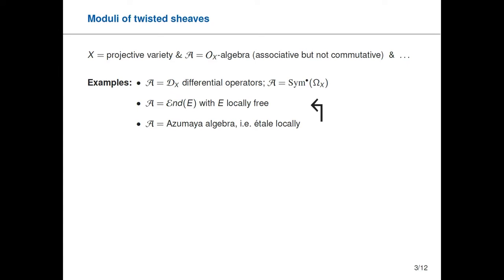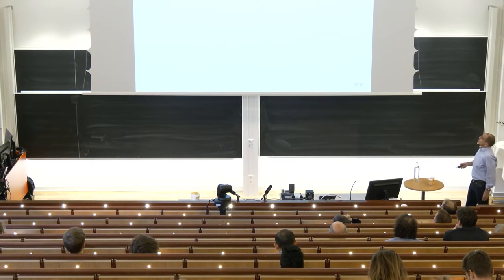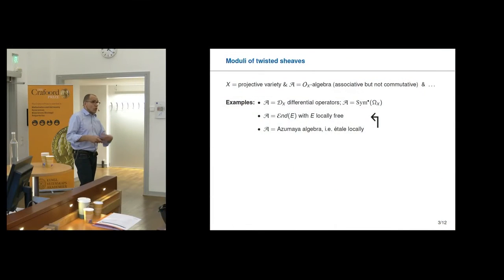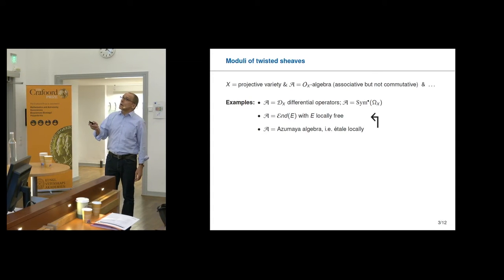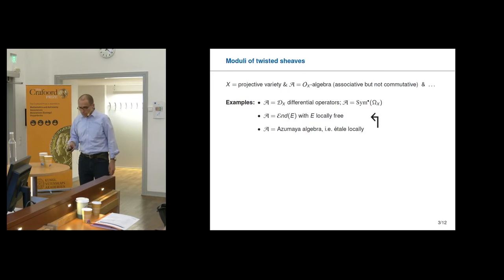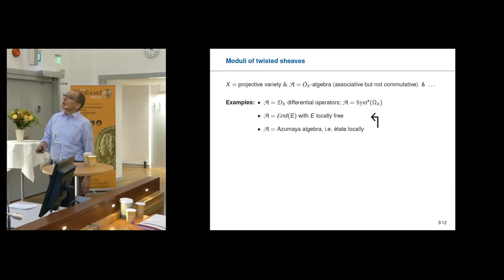So here are the examples he had in mind. He looked at the sheaf of differential operators and also at the sheaf of symmetric co-differentials. One gave rise to the moduli space of flat bundles, and the other one to the moduli space of Higgs bundles. But you could also look at a sheaf like this, which is just the endomorphism sheaf of a locally free sheaf, so of a vector bundle. Of course, the endomorphism of anything is a ring, and that becomes an algebra. It becomes actually an O_X-algebra because O_X acts on every sheaf by multiplication.